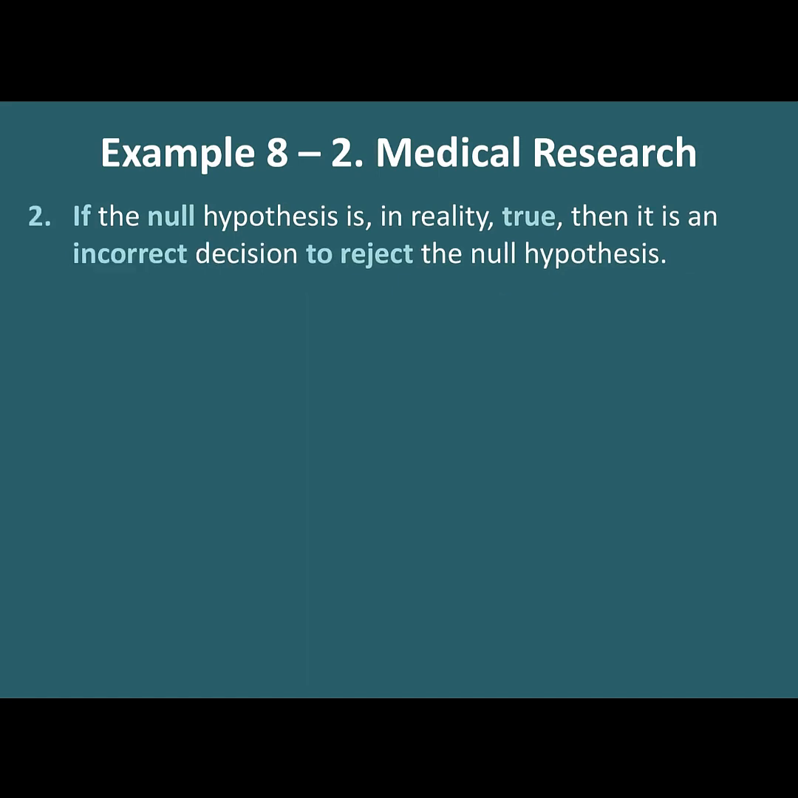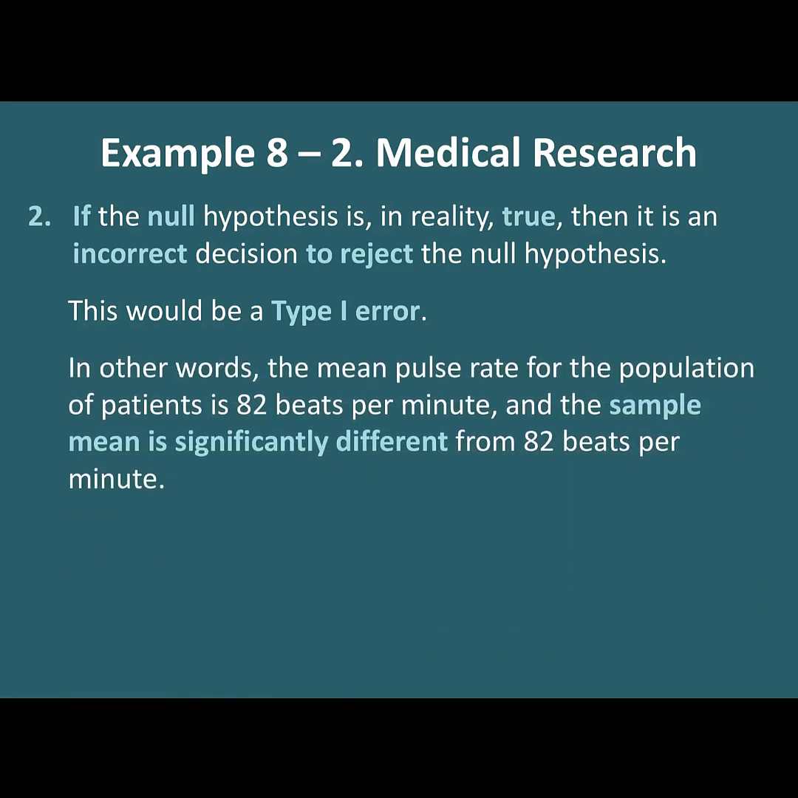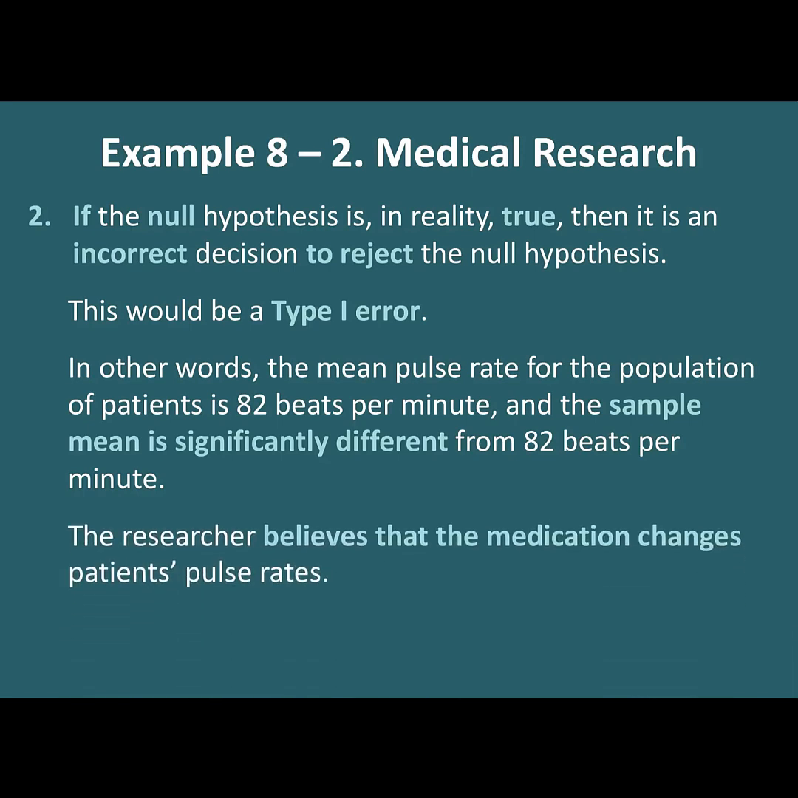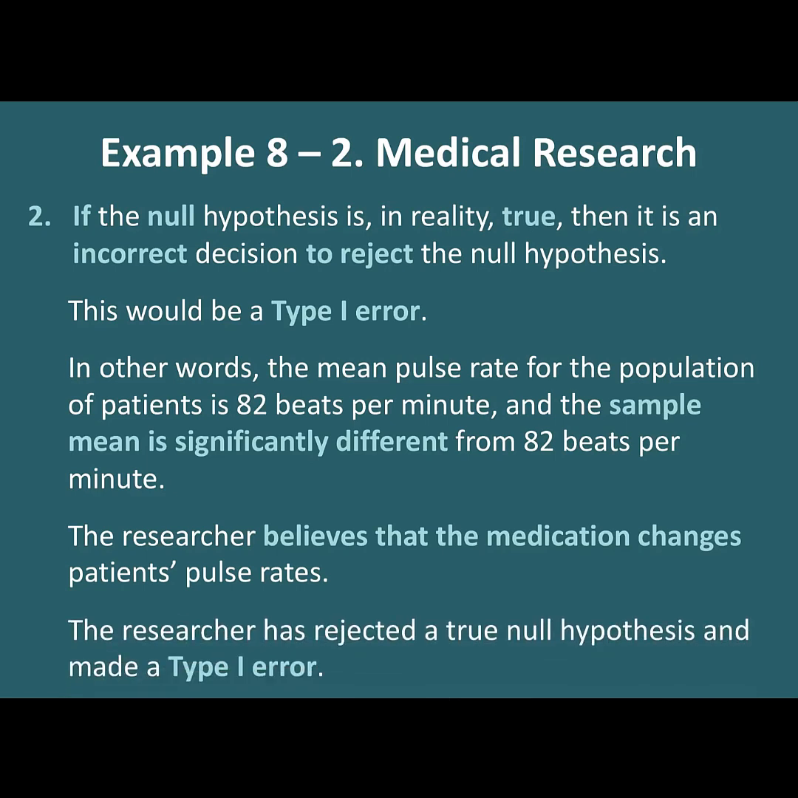The second decision that could be made: if the null hypothesis is in reality true, then it is an incorrect decision to reject the null hypothesis. This would be a type 1 error. In other words, the mean pulse rate for the population of patients is 82 beats per minute, and the sample mean is significantly different from 82 beats per minute. The researcher believes that the medication changes the patient's pulse rates. The researcher has rejected a true null hypothesis and made a type 1 error.